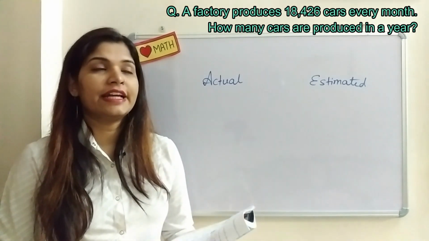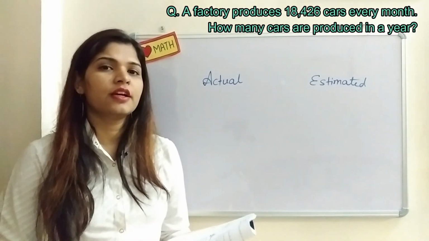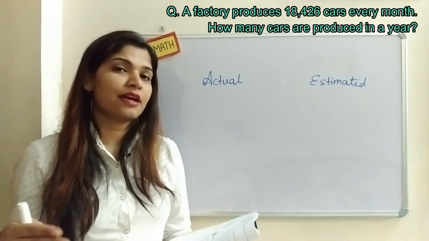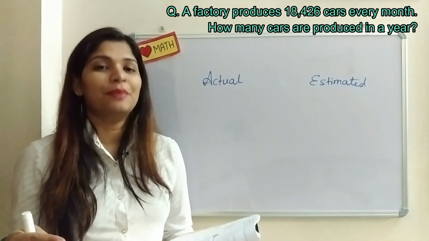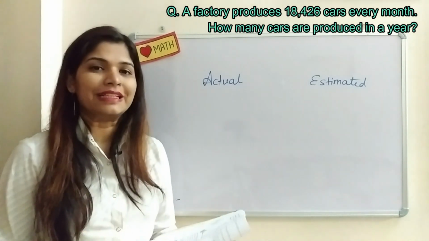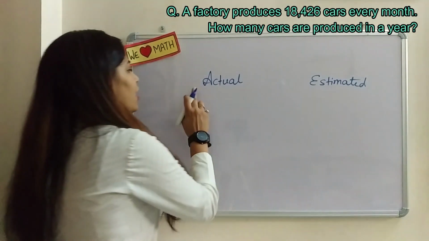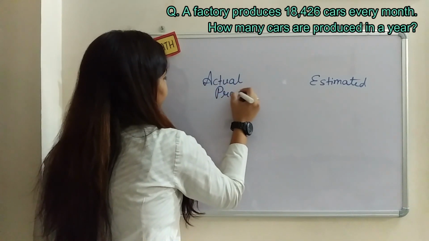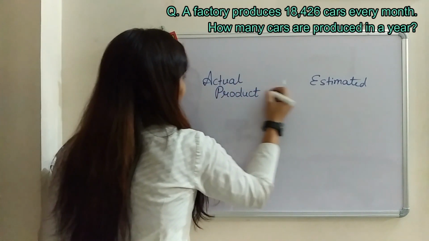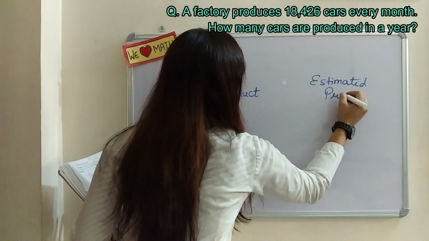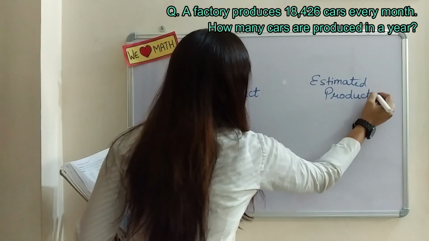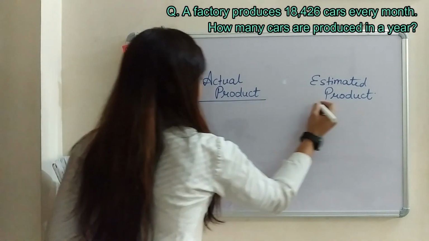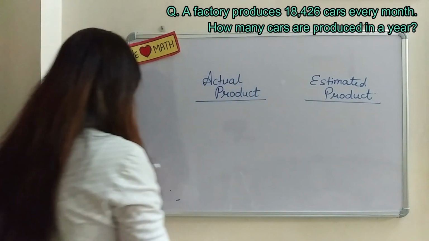So we need to find out here what? If we are repeatedly adding something, that is called which operation? Multiplication. So we are going to do multiplication here. For this multiplication, we are going to write down the actual product and the estimated product. Okay students, actual product and estimated product.